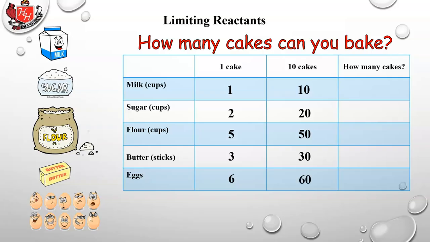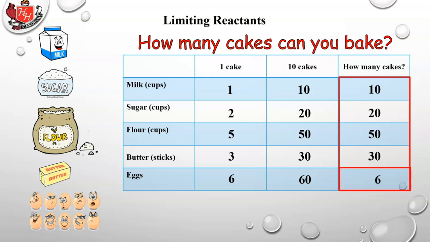So now I'm going to give you some ingredients, and you tell me how many cakes you can bake with this many ingredients. I'm going to give you 10 cups of milk, 20 cups of sugar, 50 cups of flour, 30 sticks of butter, and 6 eggs. So how many cakes can you bake?